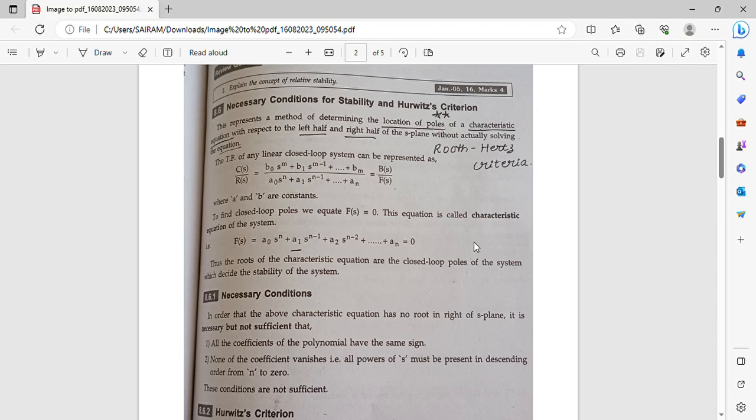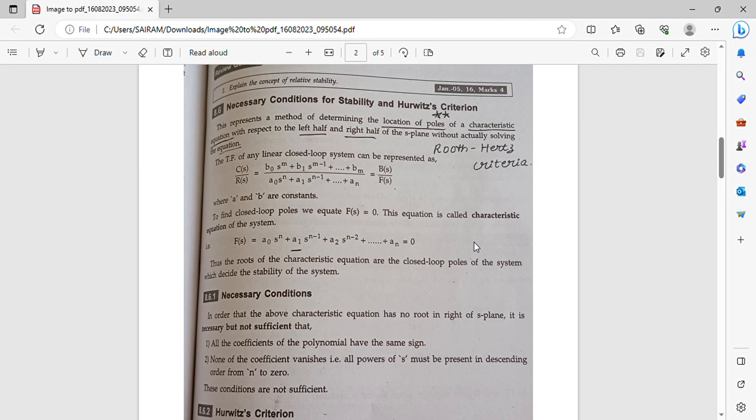Hello students, a very good morning to one and all present, and this is the session on necessary conditions for stability and Hurwitz's criterion, and here you are also going to learn with respect to the Routh stability criterion and two problems with respect to Routh stability criterion.